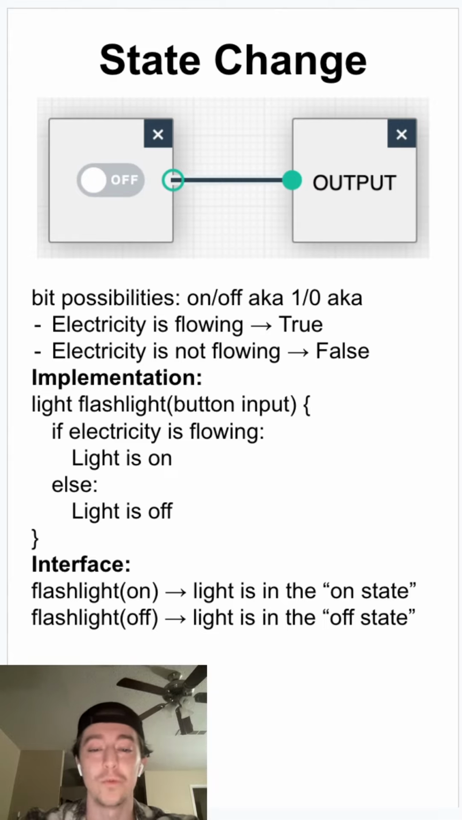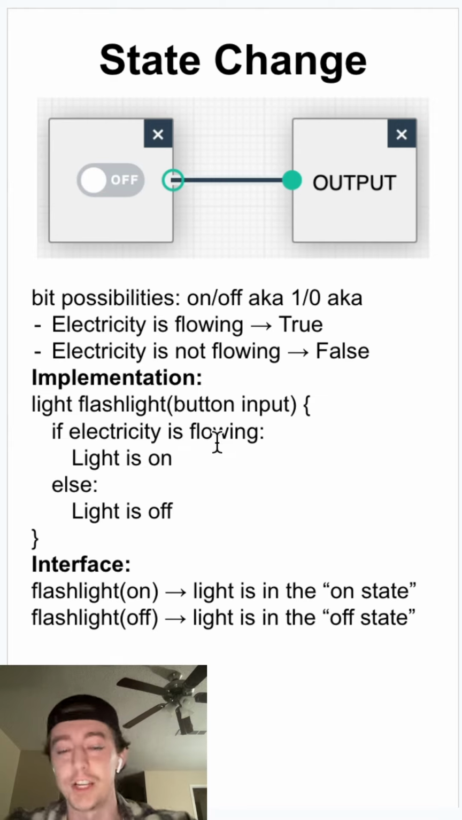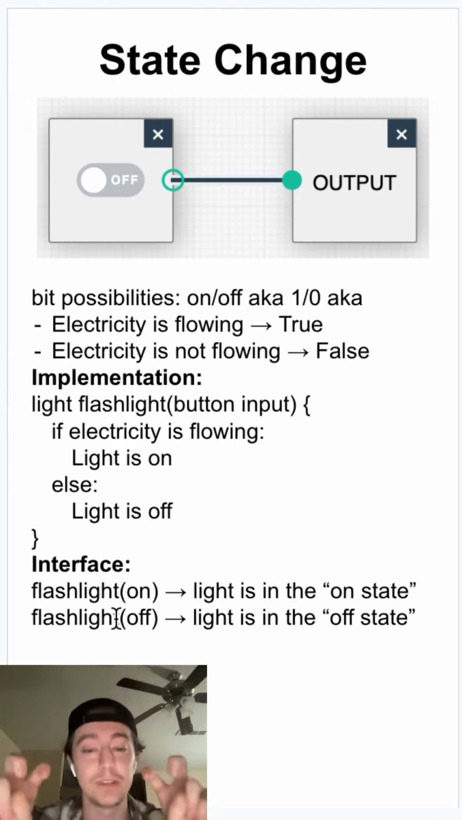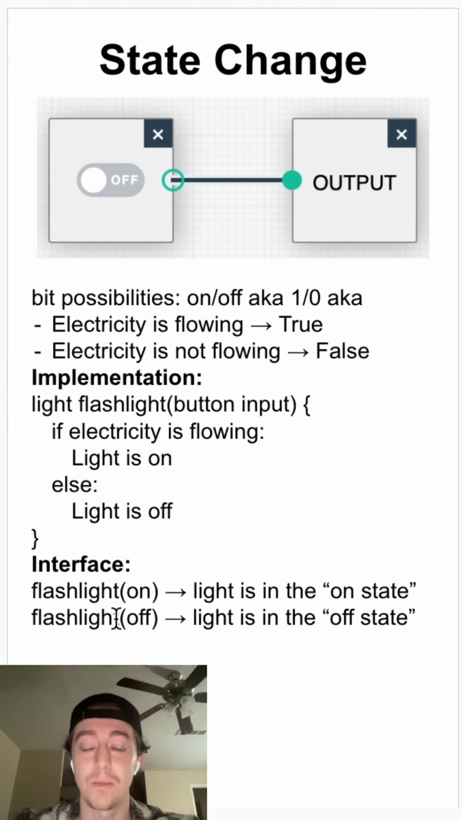And even here, I wrote out a pseudocode function. We have our flashlight, and if electricity is flowing, the light is on, else the light is off. So this is abstractly what the electrical engineers were doing. They were creating this pseudo function, whereas the user of that flashlight is using the interface through the button. They're technically using that quote-unquote function that we made up.